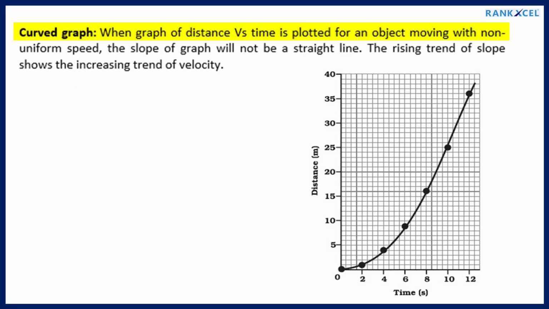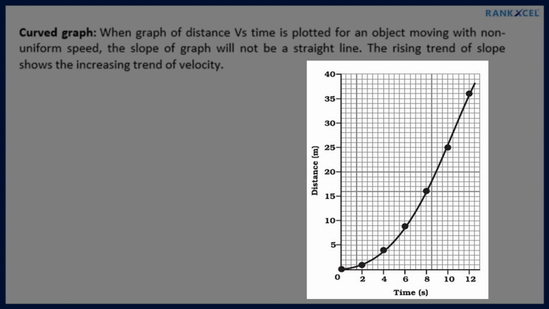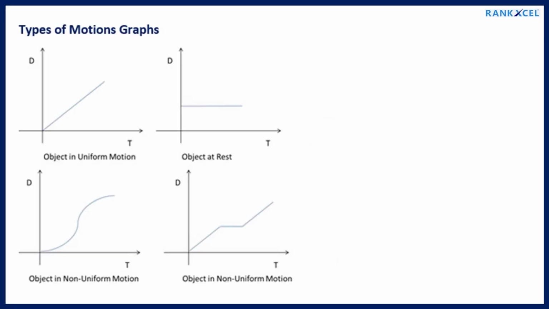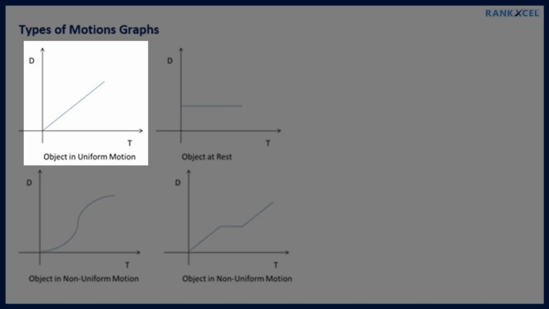Curved graph. When the graph of distance versus time is plotted for an object moving with non-uniform speed, the slope of the graph will not be a straight line. The rising trend of slope shows the increasing trend of velocity. Types of motion graphs.